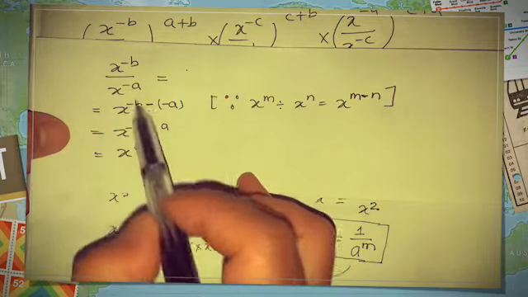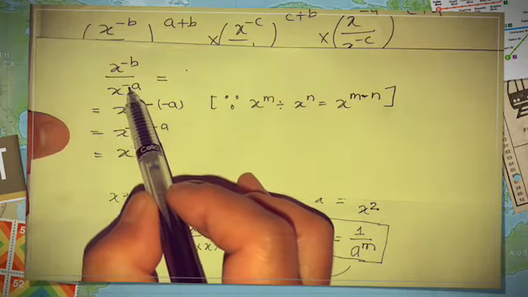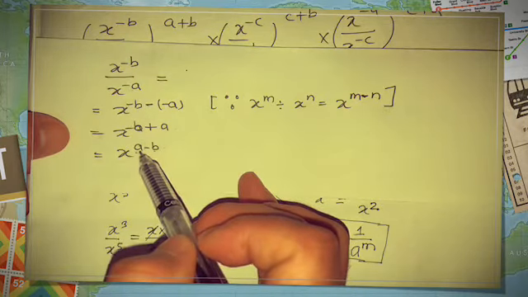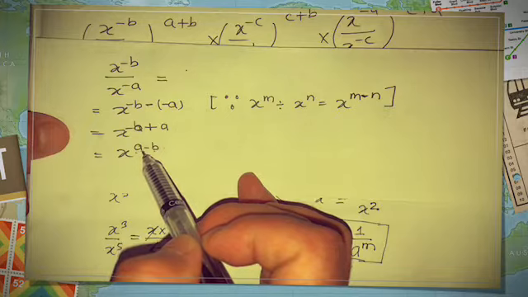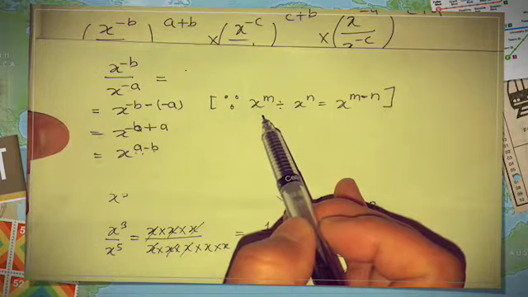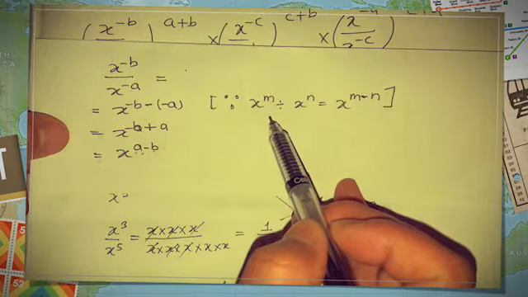Now look at the result here. So minus a goes up and it becomes plus a. Okay, this is obtained by using the law of dividing indices.